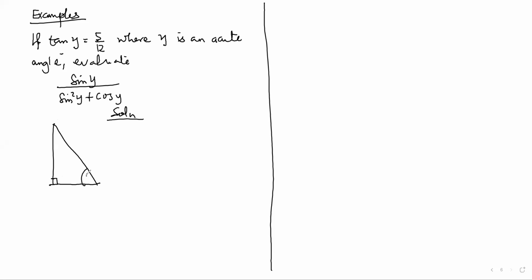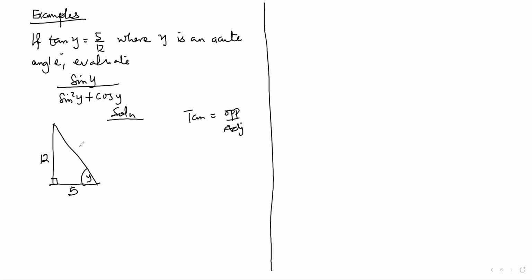So when I put my y here, we know tan is opposite over adjacent. So the 5 is the opposite, then the 12 is the adjacent. Okay, take note of that. So the 5 is the opposite, so that will be here. And this is the adjacent, so 12 will be here.